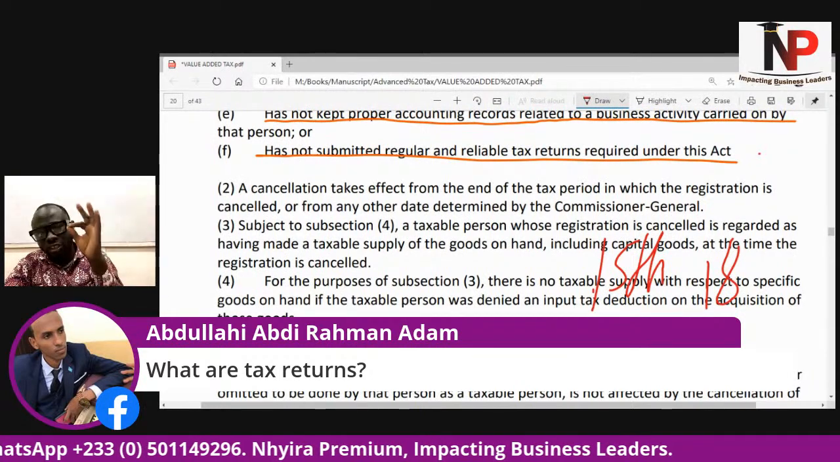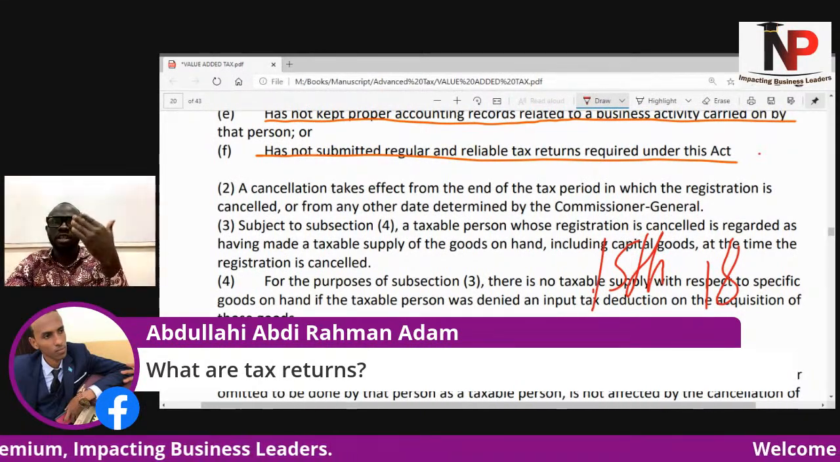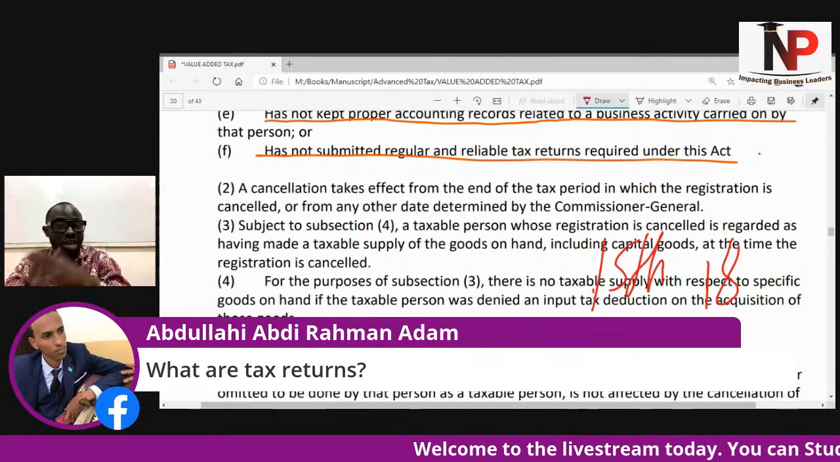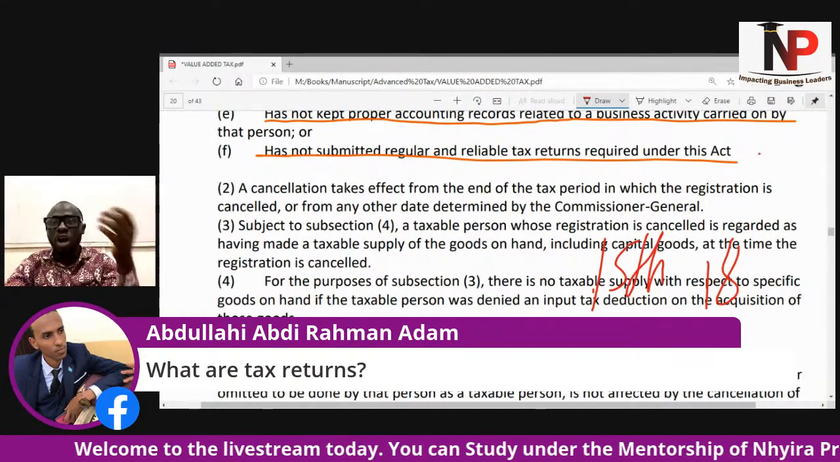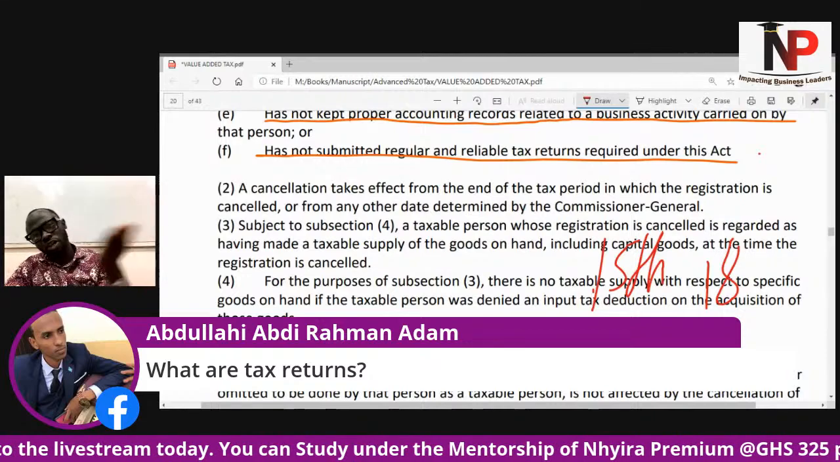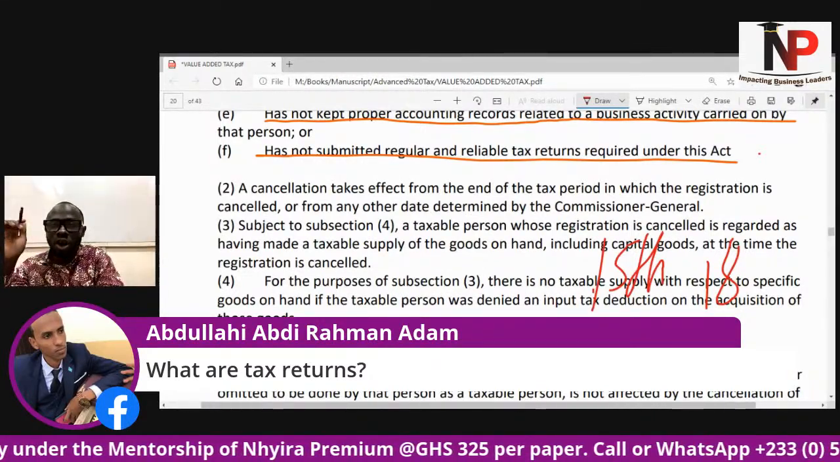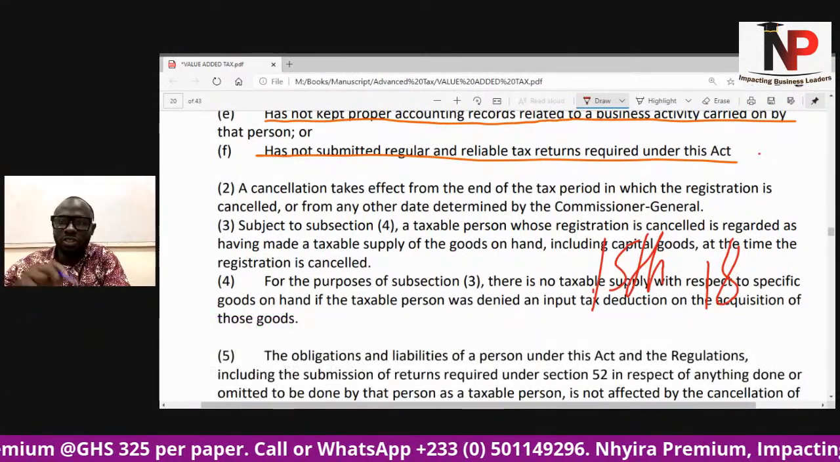So it's actually a document that you're going to be filing that will include your name, your tax identification number, the various income that you earned during the period under consideration, and whatever allowances that you are supposed to have. So that is what we mean by tax returns. So Abdullahi, that is the answer to your question.